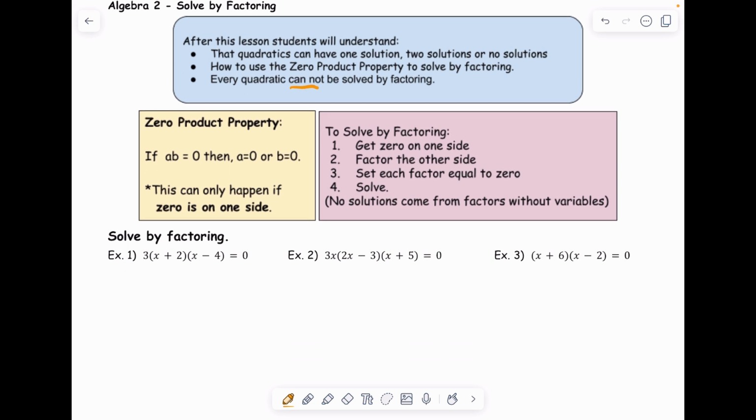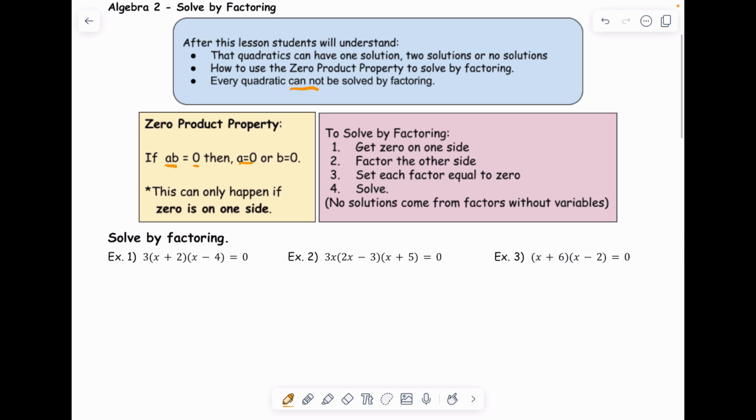So the zero product property basically says if you have a product equal to 0, then if a factor is equal to 0, it'll work. Because if I have two values that are multiplying to get 0, one of them has to be 0. So either A is 0 or B is 0. And anything that makes A 0 will work, and anything that makes B 0 will work. Okay? This can only happen if we have 0 on one side, right?